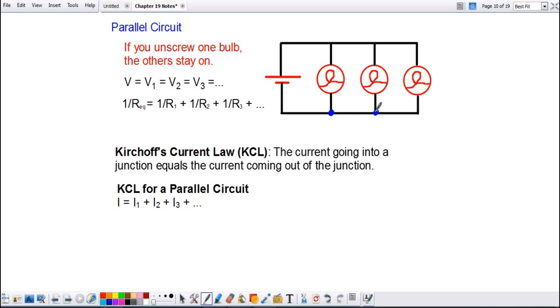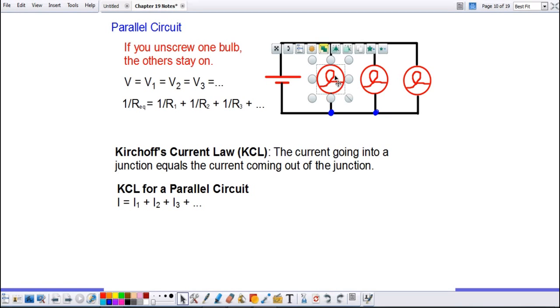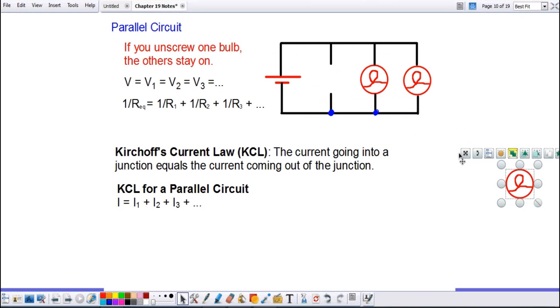And again, there's another junction. They could go up, or they could go to the last light bulb. So there are actually three different paths the electrons could take in this parallel circuit. Some differences would be that even if we unscrew one light bulb and remove it, the other two light bulbs will stay on.